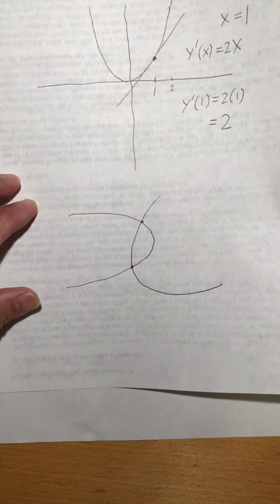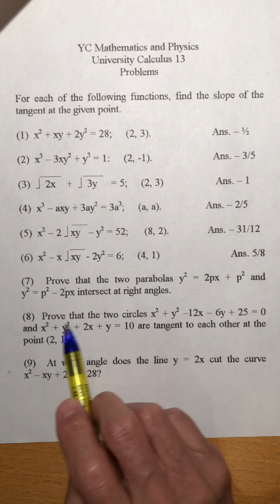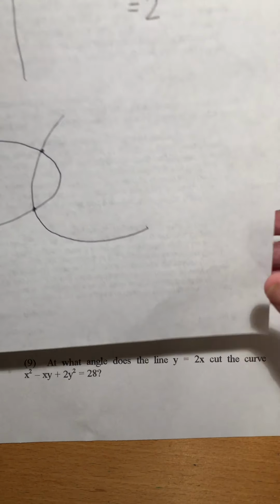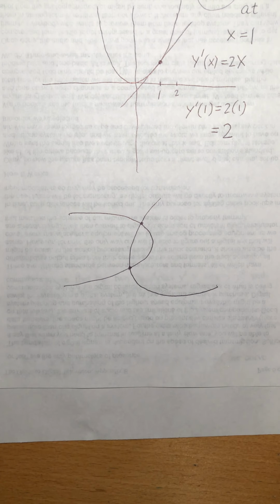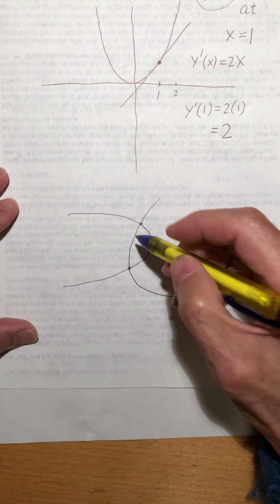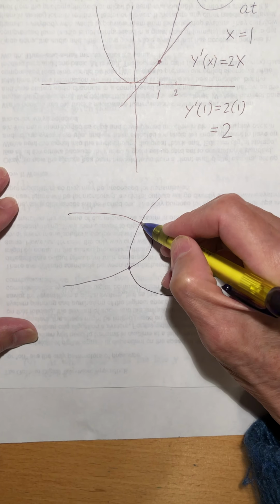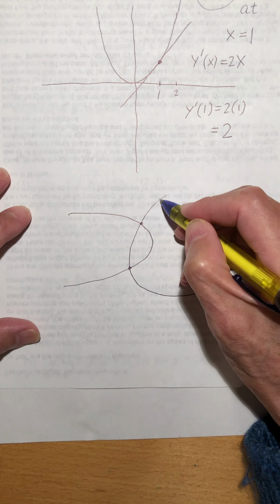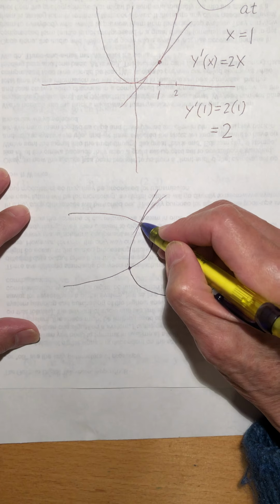Now we come to the question. Prove that the two parabolas, this and that, intersect at right angles. What does it mean to intersect at right angles? You have points of intersection. You draw a tangent at the first point, tangent to this parabola. That should be your tangent line.